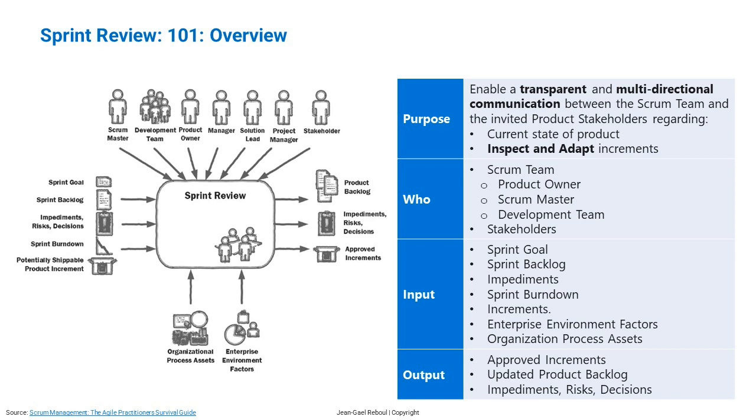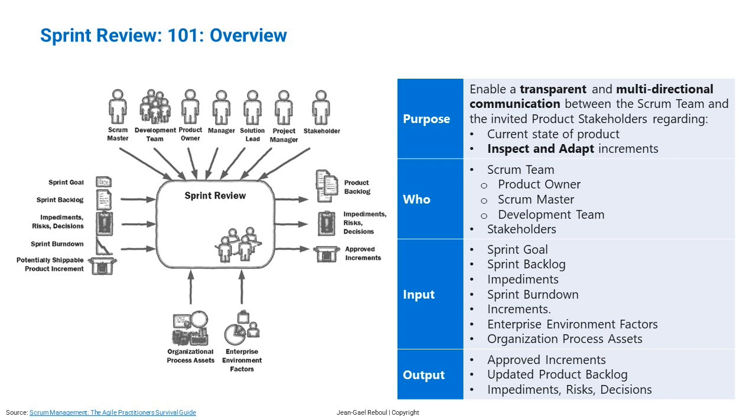Now, looking at the inputs of the meeting, we have all the outputs of the sprint: the sprint goal, the sprint backlog, the created increments, a list of impediments, and so on. But there are also organizational assets and enterprise resources that provide valuable inputs to the meeting. For example, the product owner may leverage some market analysis that can explain to the attendees why the team focused on a specific user story. Another example would be the existing infrastructure and architecture of the product that could help the audience understand the how.